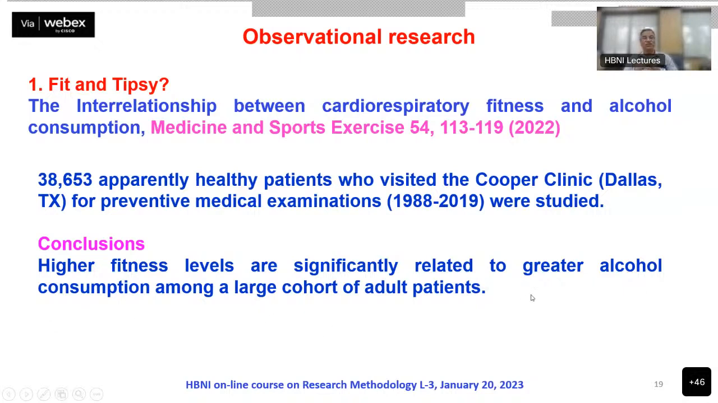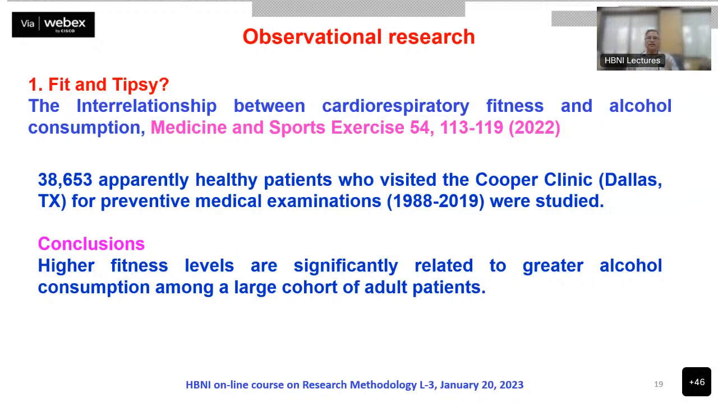Now, you can see the wording of this. It is not that higher consumption of alcohol will keep you highly fit. It is significantly related to greater alcohol consumption. That means the confidence level: when you plot the data of 38,653 and do a frequency distribution, since it is a very large number, it will fall on a Gaussian, and you try to find out the confidence level of the people who consumed alcohol and their fitness. So they try to derive this correlation.